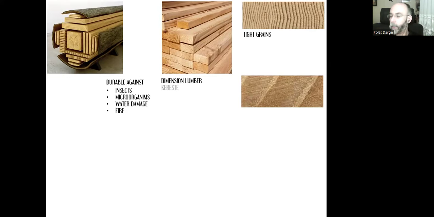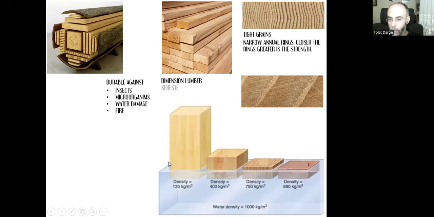We need tight grains because these pieces will get lots of loads and they will work as the structural component of the roof. Narrow annual rings, closer the rings, the greater the strength. They will have a higher capacity to carry all these loads without being damaged. And of course, we are looking for a high density type of tree.